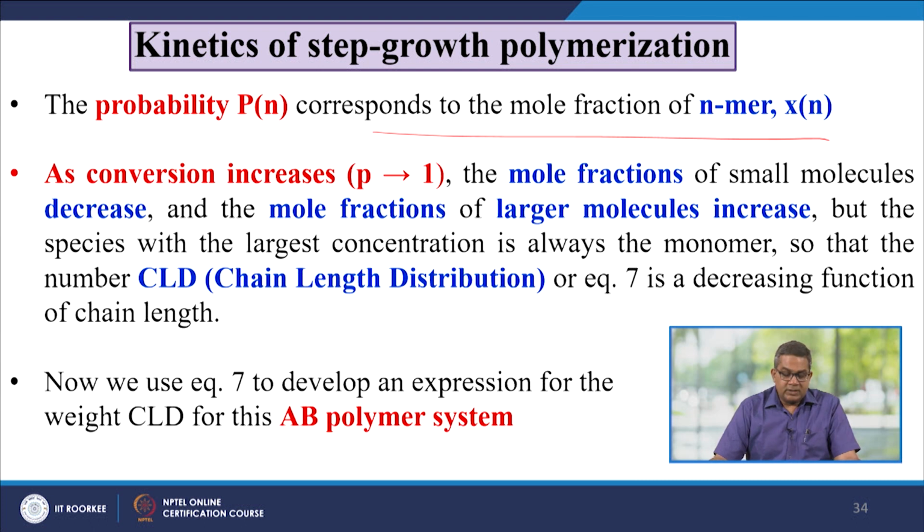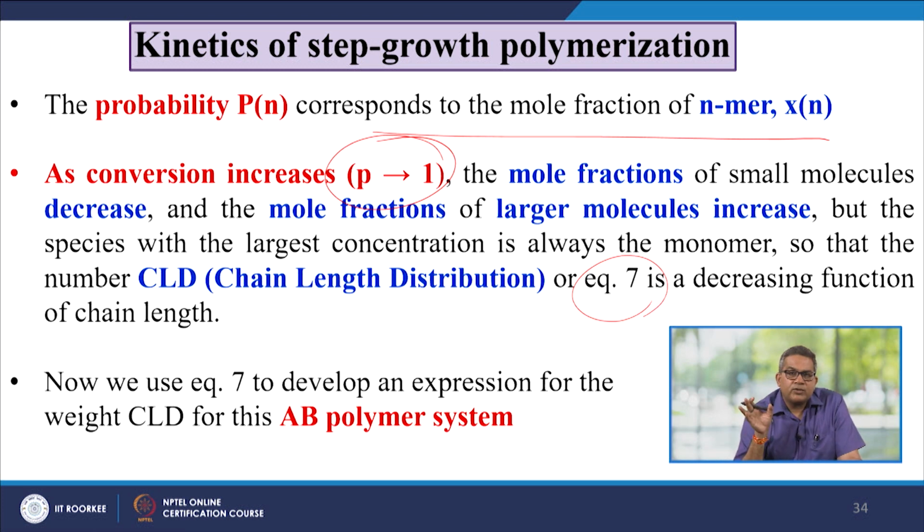Now, as conversion increases, that is P tends to 1, the mole fraction of small molecules decreases and the mole fraction of large molecules increases. But the species with the largest concentration is always the monomer, so the chain length distribution, or equation 7, is a decreasing function of chain length.